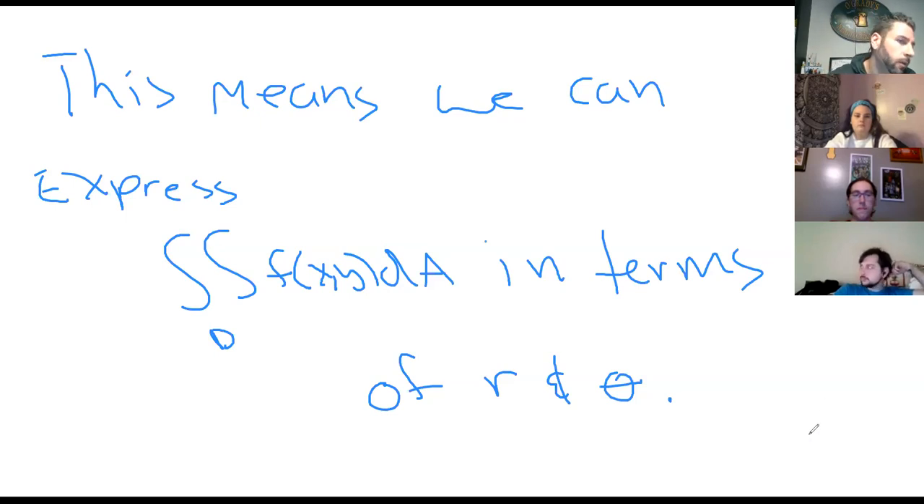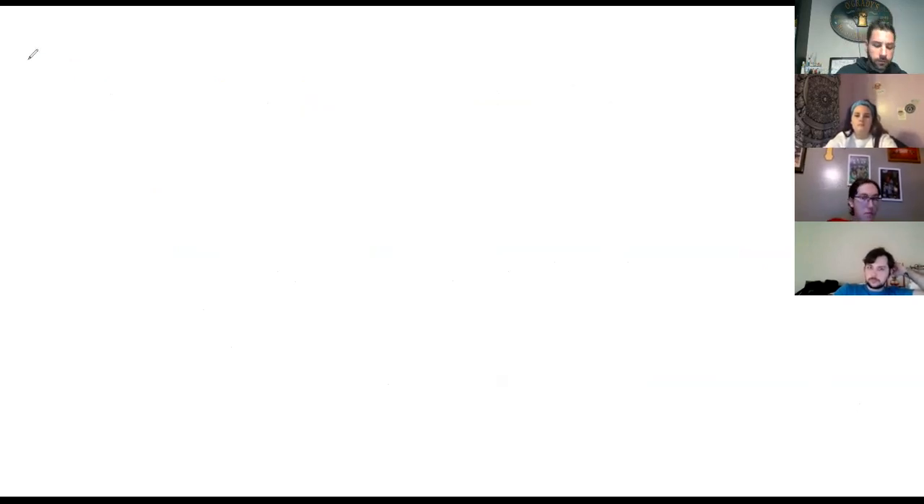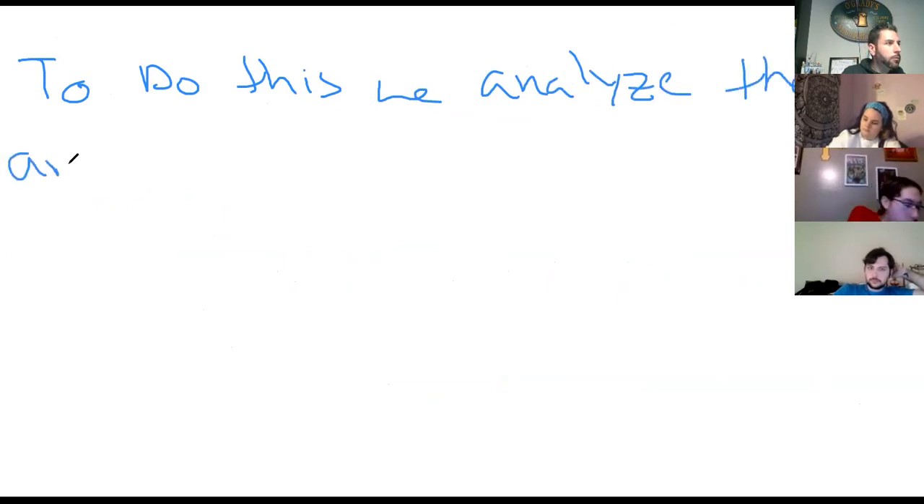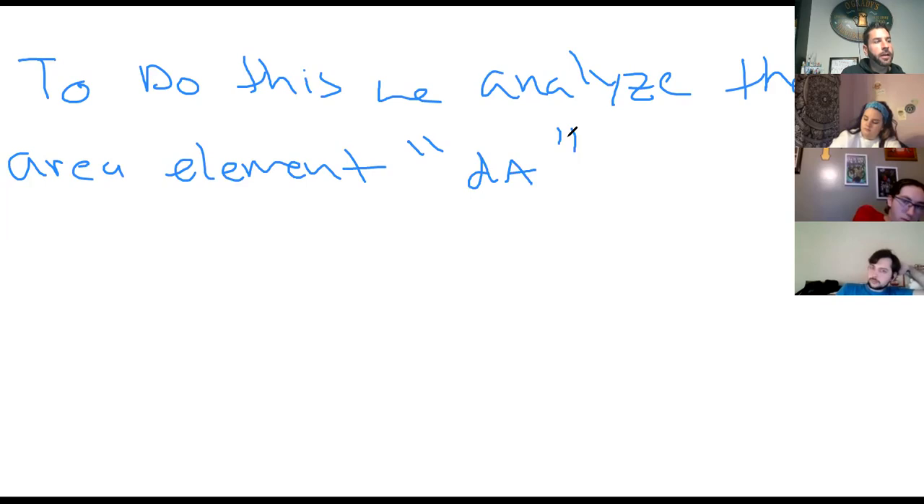So, okay. The difficult thing is then how do you do this? So how do we do this? What we have to do is analyze what we call the area element. So what was the area element? That's that thing dA.